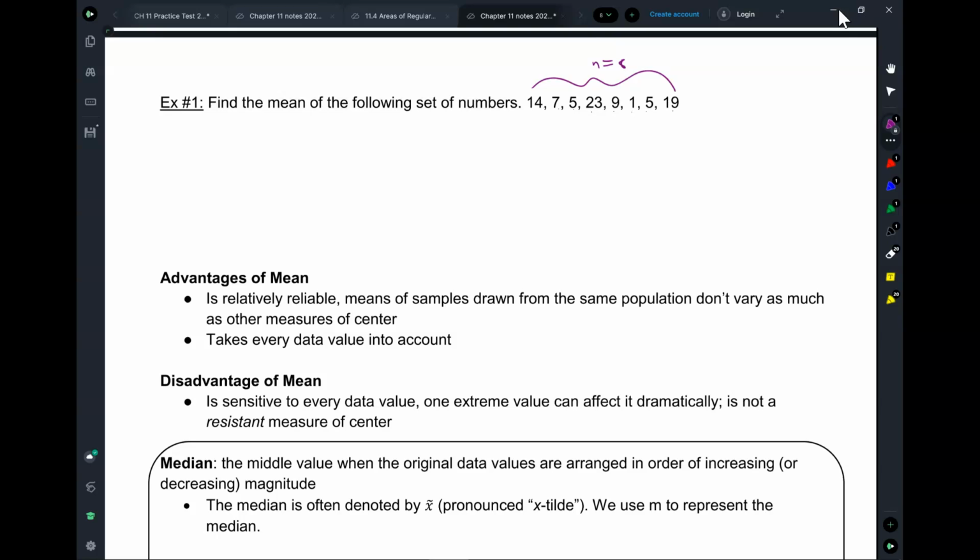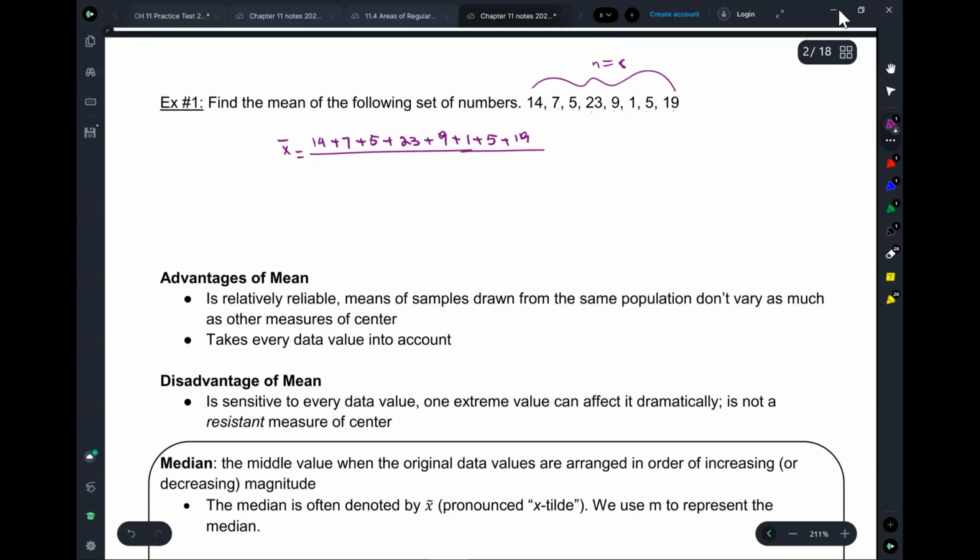Okay. So how do we show work? X bar, which is the mean, is 14 plus 7 plus 5, 23, 9, 1, 5, 19, all over 8. We have to write this out. This is how you'll show work. And for these, you won't have too many, but we still need to know where the answers come from. Don't worry, you're going to have a lot of opportunities where you just have to plug things into the calculator.